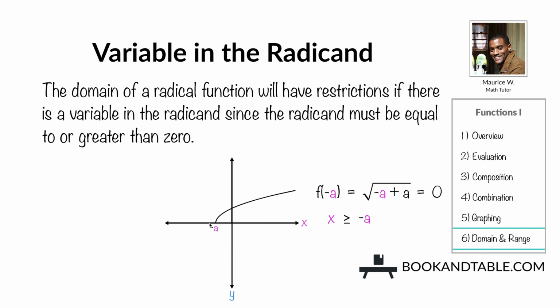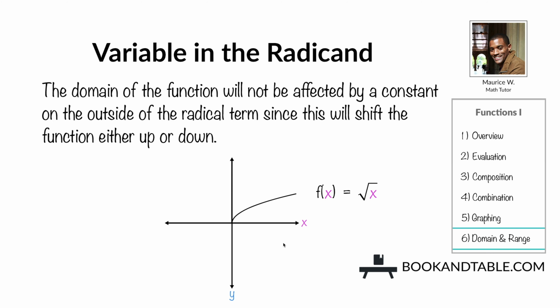But it cannot be anything smaller than negative a, since this would then become negative and then create an imaginary result. So if this shifted and x were a, we would get the square root of a minus a, which is 0. So x can be greater than or equal to a. So this is how the radicand creates restrictions on the domain, since the radicand has to be 0 or greater.